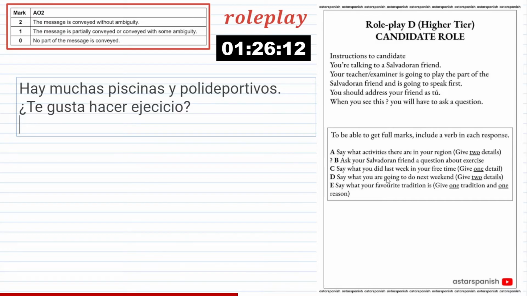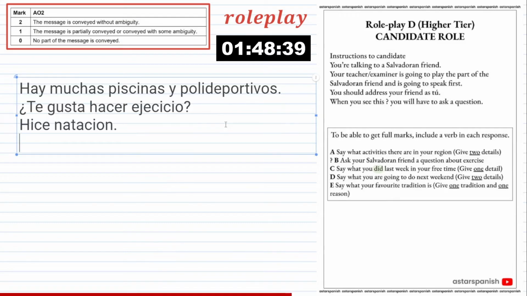Then say what you did last week in your free time and give 1 detail. So what you did, if we see the question itself has the word did, this is the preterite tense. So let's use a verb in the preterite tense. Let's use something like hice, just means I did. And then I like to say, what can we say? Hice natación is a good one. I did swimming, hice natación. It says 1 detail, so just 1 word there is correct. One activity you did.